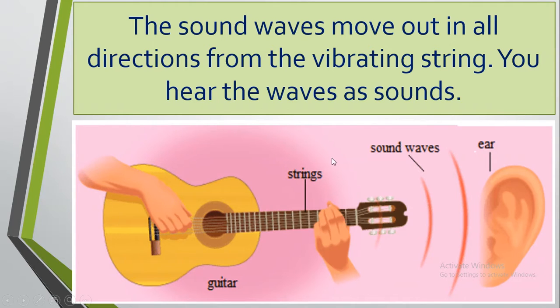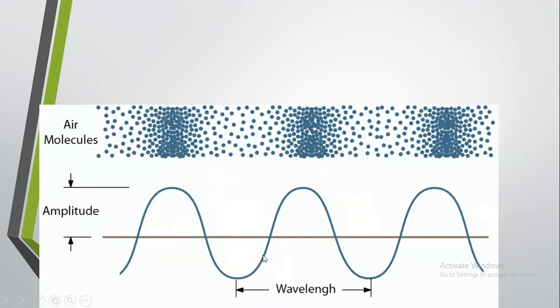So this is the guitar, and these are its strings. When you pluck the strings, they vibrate. When they vibrate, they create sound waves through the air around it. The sound waves travel through air until they reach our ears. That's how we can hear the waves as sounds. This is the sound wave, and these are the particles of air.